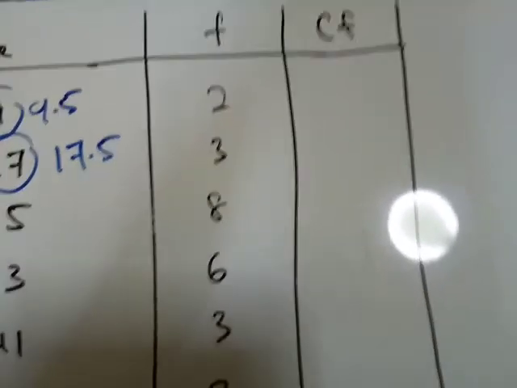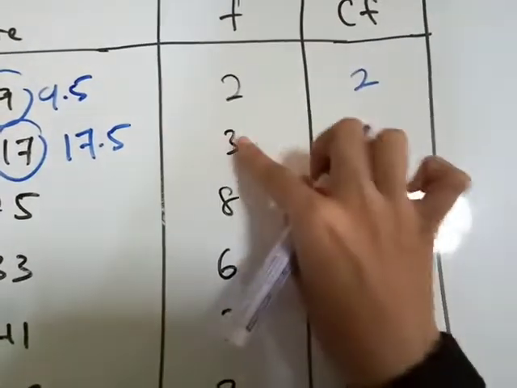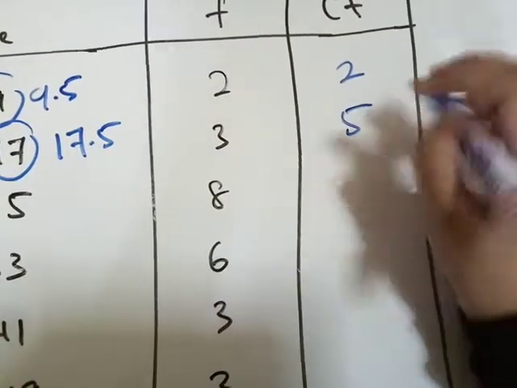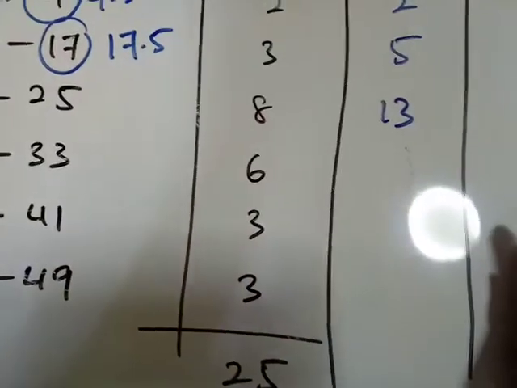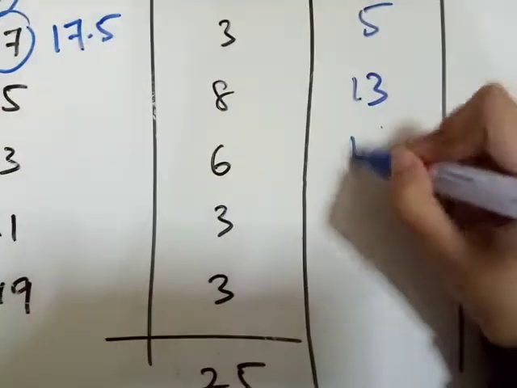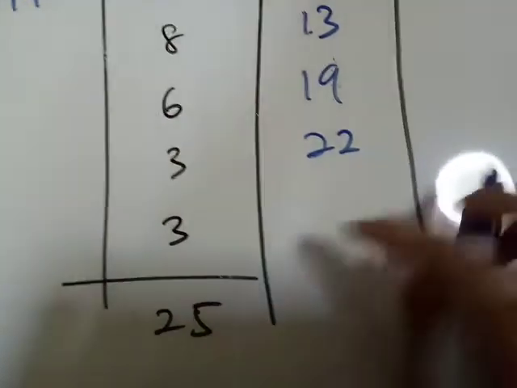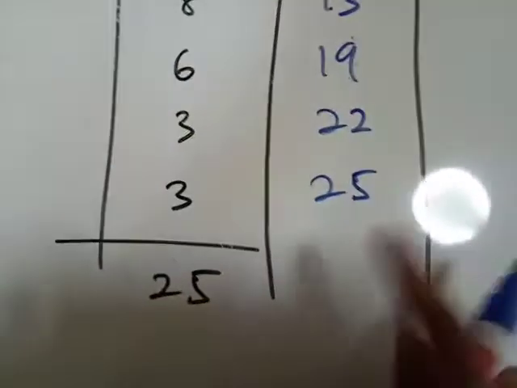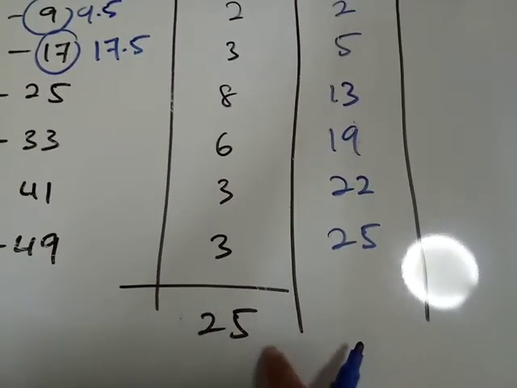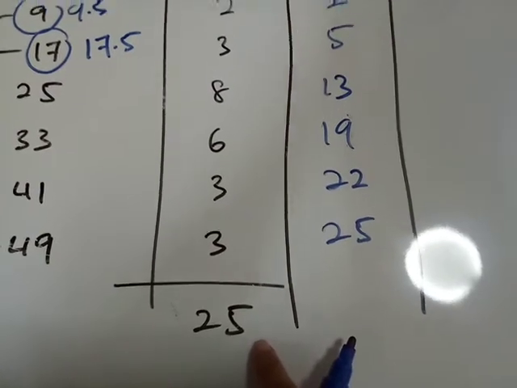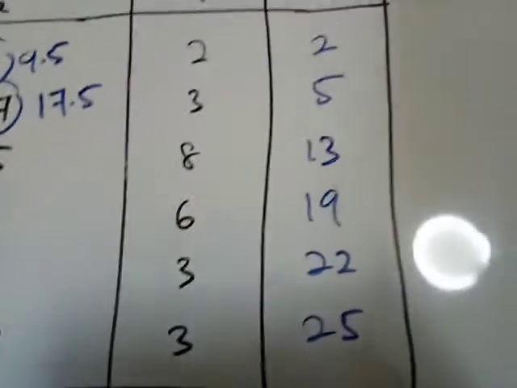Okay, starting dengan 2. Maksudnya starting dengan 2 plus 3, you get 5. 5 plus 8, you get 13. And then 13 plus 6, you get 19. 19 plus 3, you get 22. 22 plus 3, you get 25. Okay, make sure the last class ni mesti sama dengan total number of frequency dia, total number of observation dia. Okay, so macam ni cumulative frequency by summing the frequency for the class.